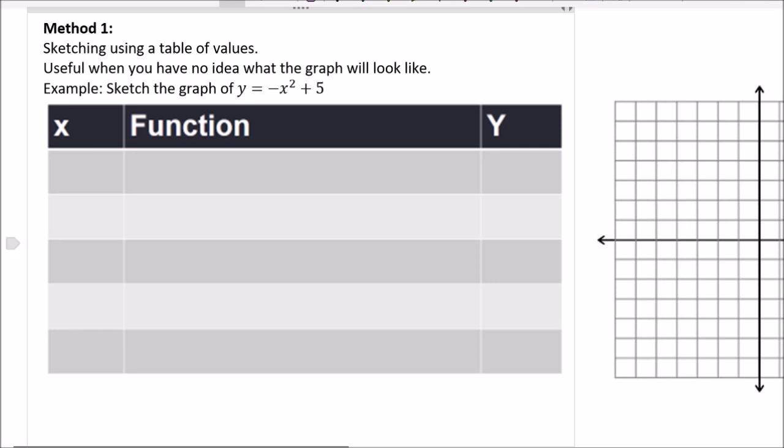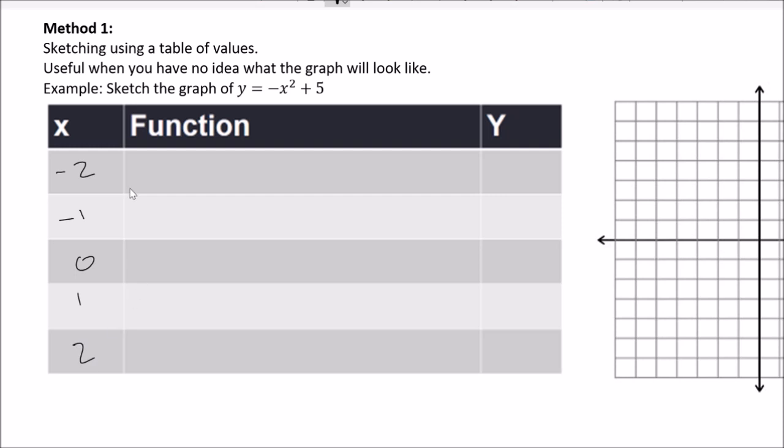One method to generate graphs is to use a table of values, and this works really well when you don't know what a graph looks like. The downside is that it takes a long time. So what we're going to want as we move forward in this unit is to look for patterns that are shortcuts, because this is definitely not a shortcut. For today, I want to use -2, -1, 0, 1, and 2 as my x values, and I think you'll see why it produces a nice little graph over here in a second.